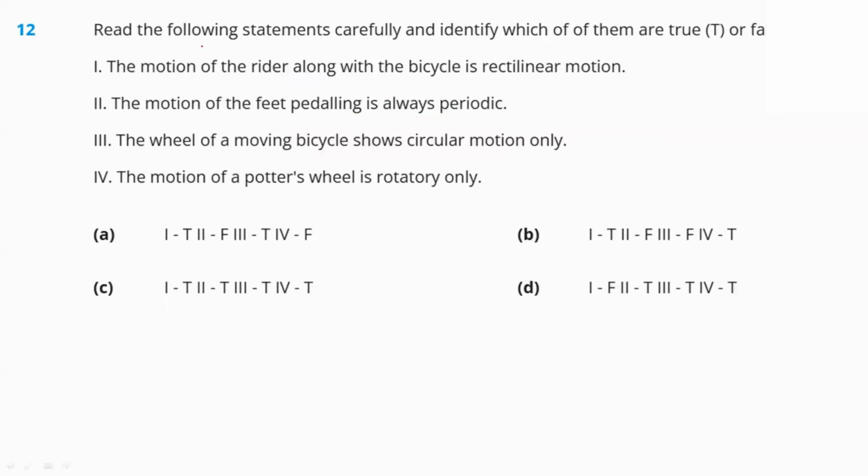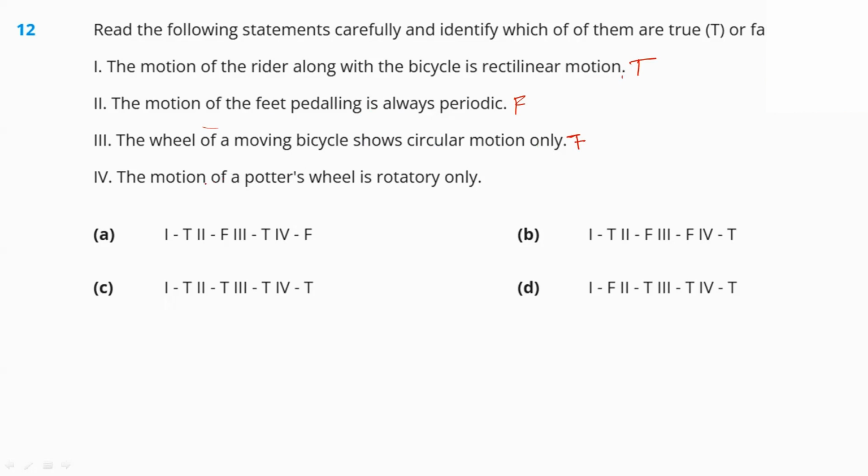Next question. Read the following statements carefully and identify each of them as true or false. Okay. So first, the motion of the rider along the bicycle is rectilinear motion. This is true. The motion of the feet pedaling is always periodic. This is false. The wheel of a moving bicycle shows circular motion only. No, this is also false, because it shows forward movement also.